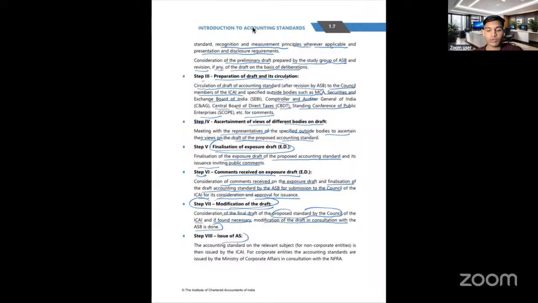Then issue of AS. The accounting standard on the relevant subject for a non-corporate entity is issued by the ICAI directly, and for corporate entities, the accounting standards are issued by the Ministry of Corporate Affairs in consultation with NACAS.